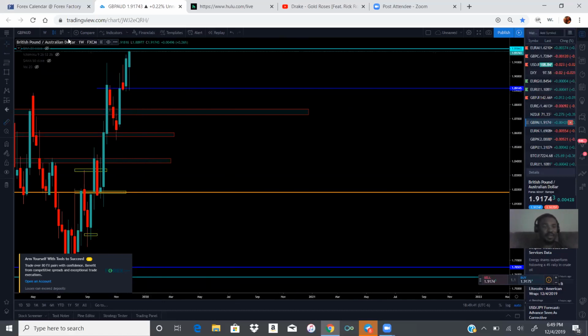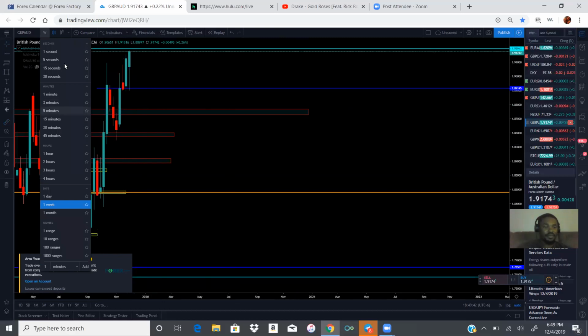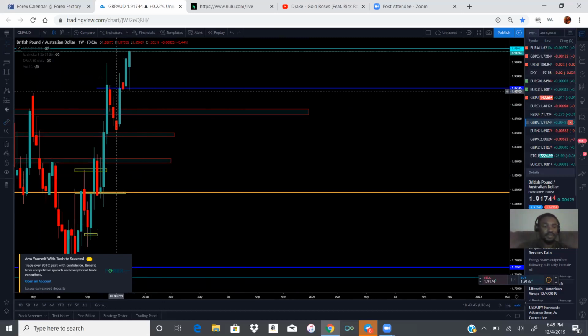Right? Main reason being, if you look on the weekly, you had 1, 2, 3 weeks bull, right? And then you had 1, 2, 3 weeks bear, right? It always has to fix the imbalance once again. And this is GBP odd, right?